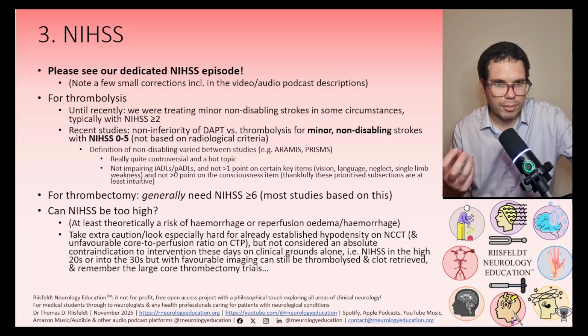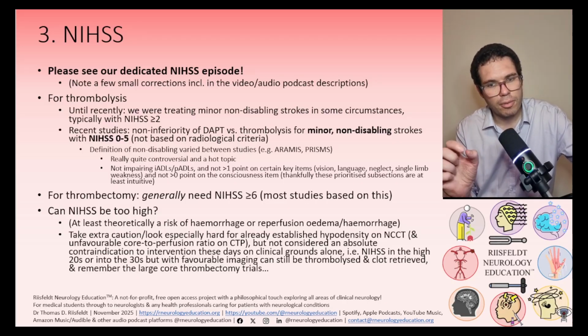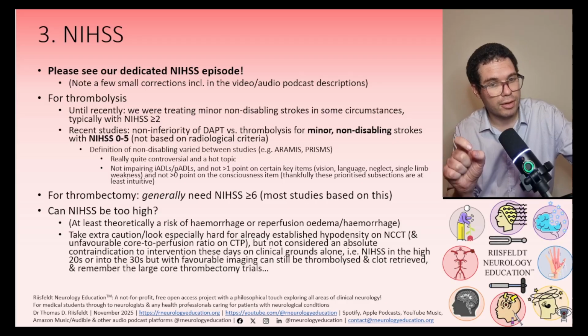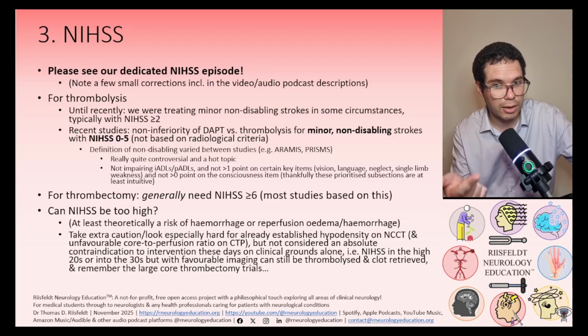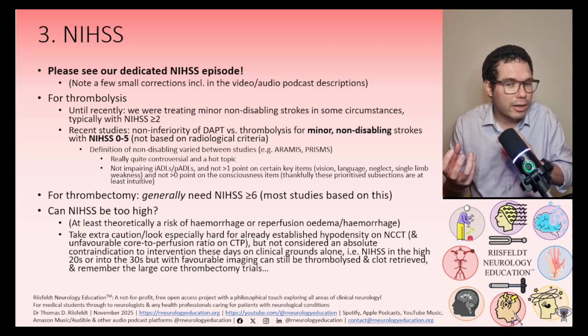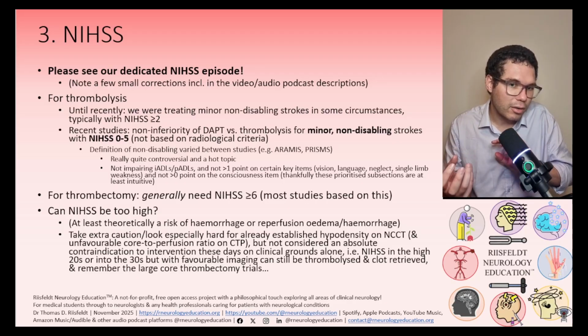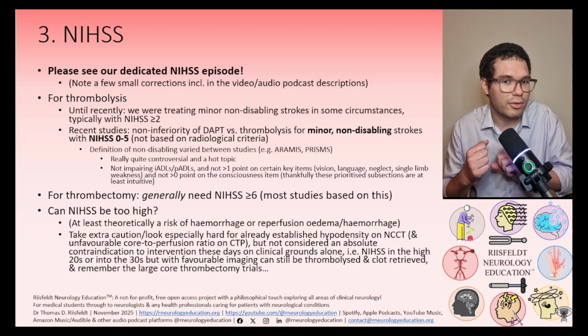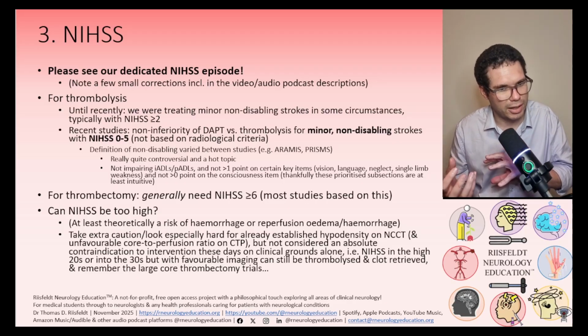In addition to this, some of the studies also included more specific guidance, and they said that the patient can't score more than 1 point on certain key items such as vision, language, neglect, or single limb weakness, and they can't score any points at all on the consciousness item. Thankfully, you don't really need to remember this subpoint. It would be good if you do, but it's not absolutely essential because it's basically common sense.